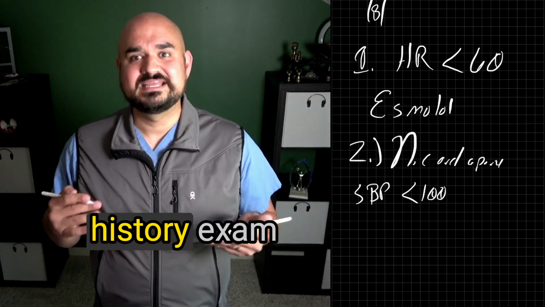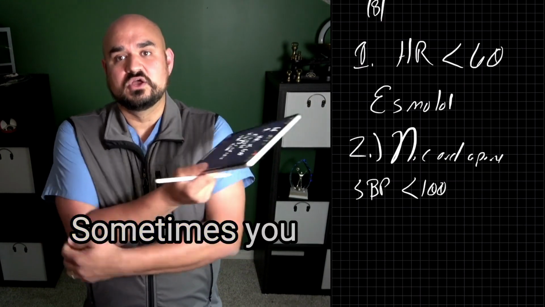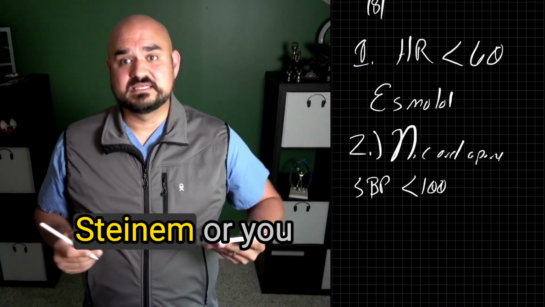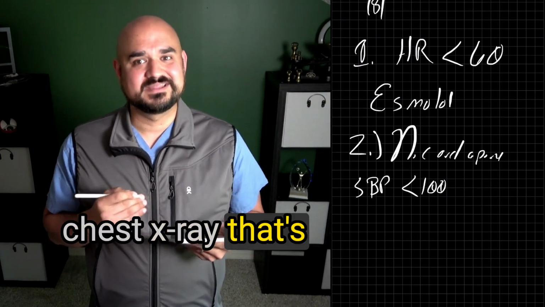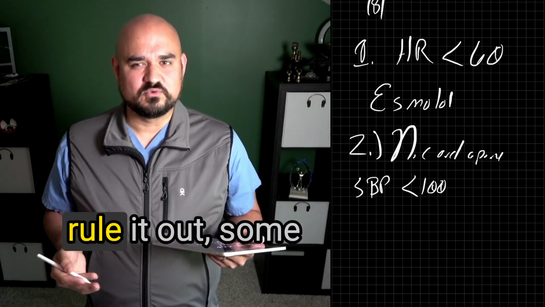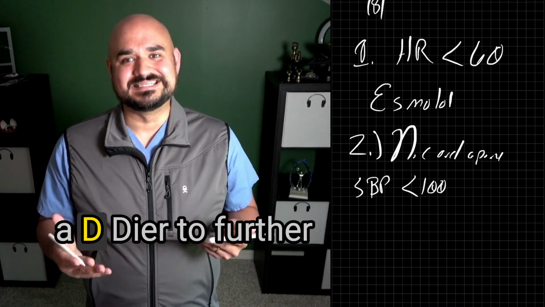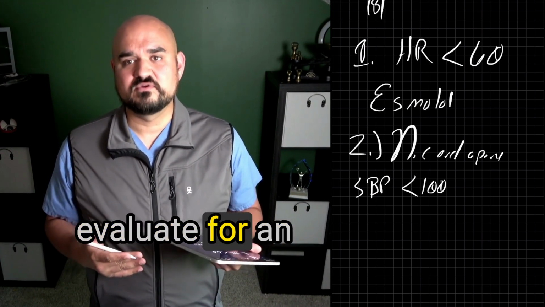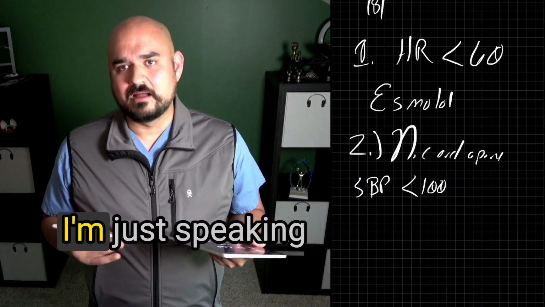Do a good history and exam looking for it. Sometimes you can see evidence of a widened mediastinum, or you can see some abnormalities on chest x-ray, but that's not sensitive for it. Sometimes if you have a low suspicion for it, but you can't rule it out, some physicians will use a D-dimer to further evaluate for an aortic dissection. I'm just speaking from experience.